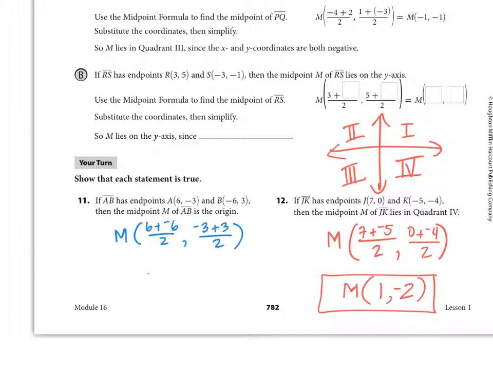For number 11, you see the numbers I plugged into the formula there. We want to prove that the midpoint is the origin, so you need to know what the origin means. If we actually just work out the formula, then we would get 0 divided by 2 and 0 divided by 2, which ends up being 0, 0. And that is the definition of the origin, that's what that point is. So this is enough to show that the statement is true.